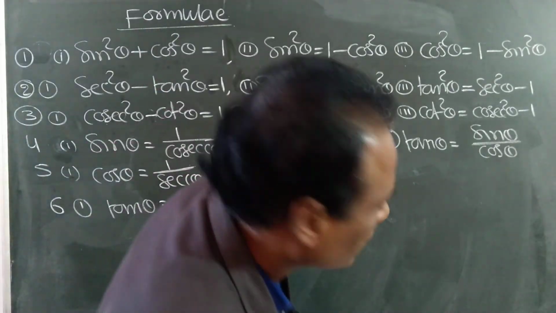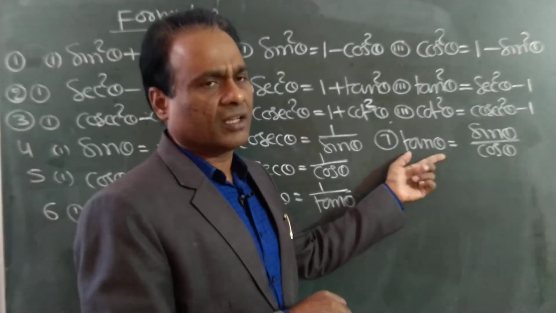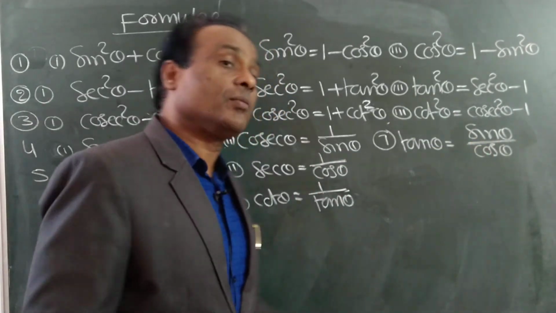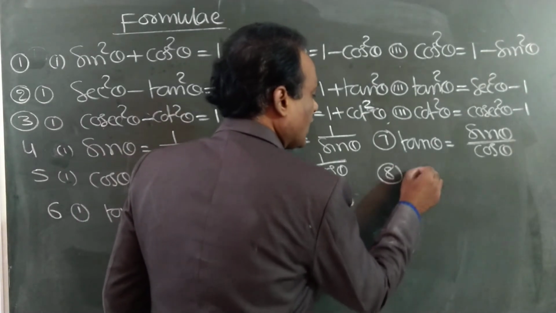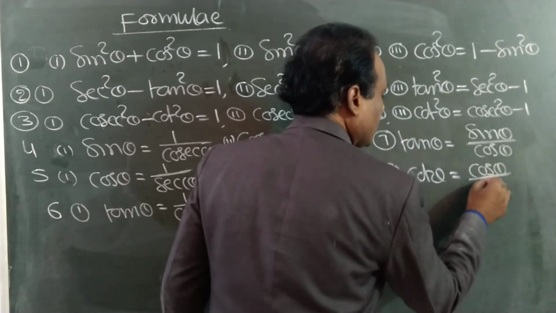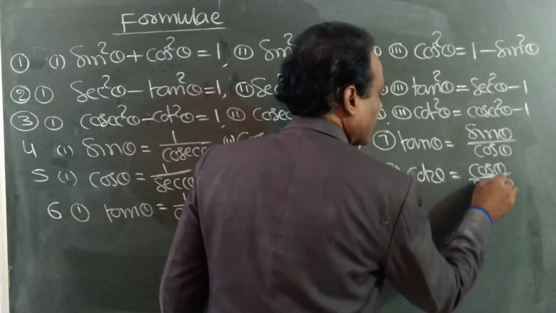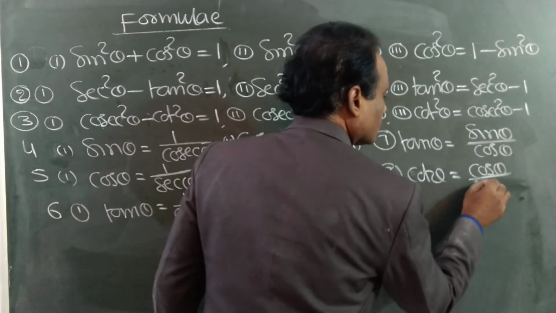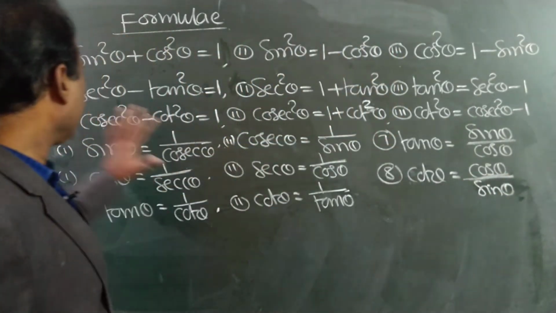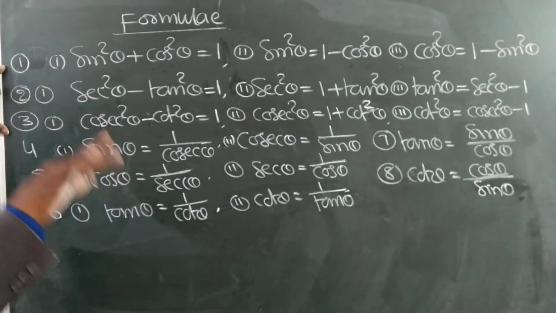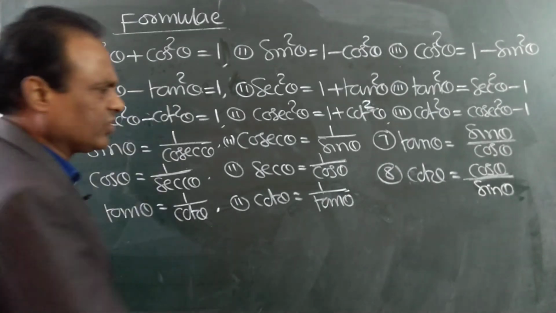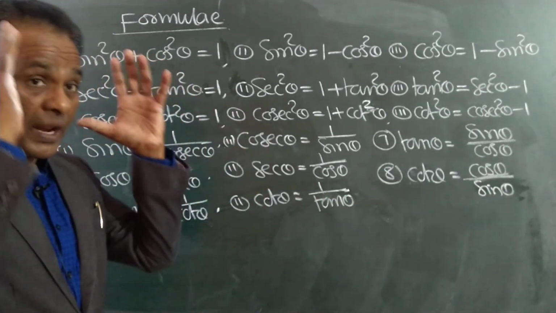Suppose the problem is, in a question we have tan and we have to change it into sin and cos. So in place of tan, what can we write? Sin by cos. In the same way, cot theta is equal to the reciprocal of this, cos by sin. These three are new formulas, just now we derived, and these are old formulas only. Once again I wrote them because in the next exercise we use these formulas. So you have to practice these formulas.